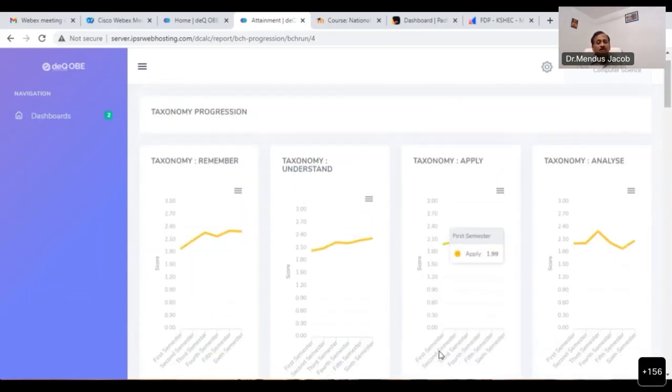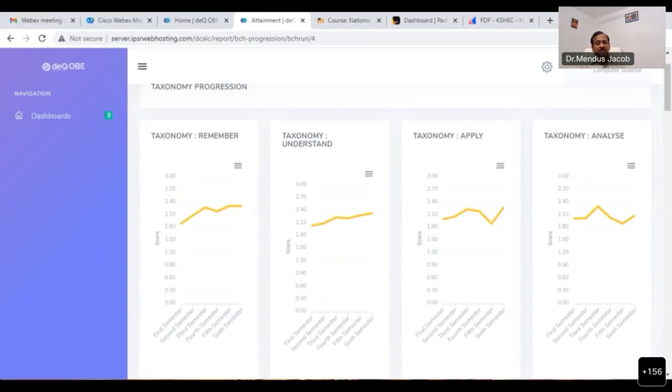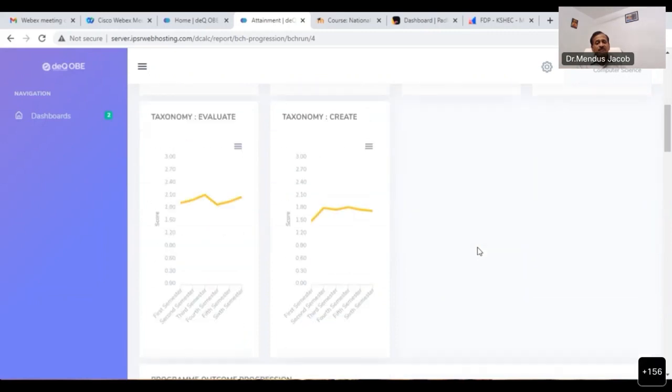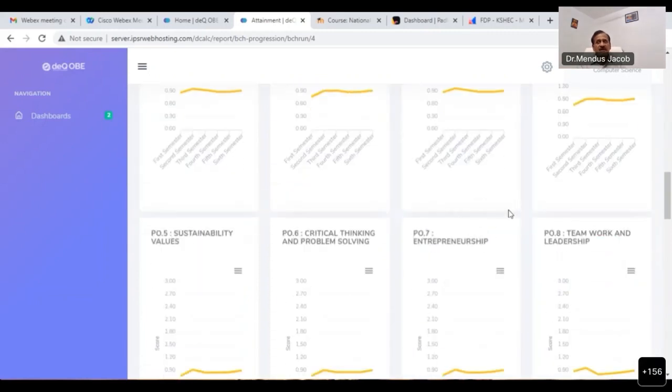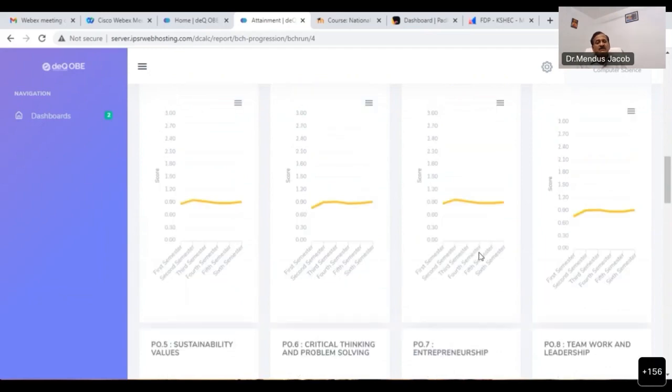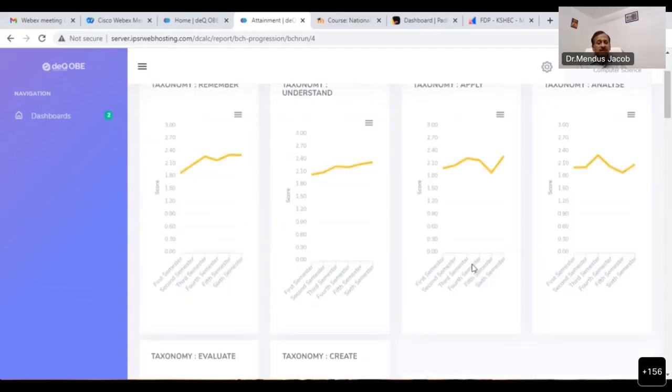Now, this is the batch progression, the taxonomy level, each semester, how the batch is progressing. The taxonomy levels, remember, and analyze or apply level. See, there is a drop in the 5th semester, the taxonomy level apply. In that case, if we can take some remedial measures, that is good. So again, for NAC accreditation and all, we can say that we are taking some remedial measures based on the data.